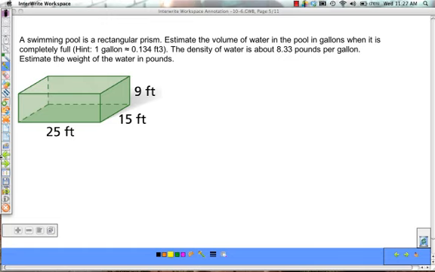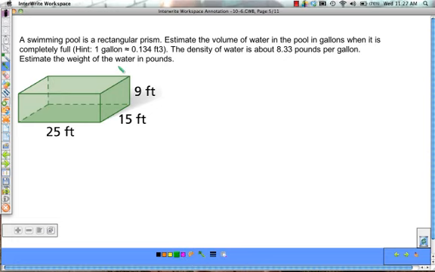Let's say we have a swimming pool that's a rectangular prism. We want to estimate the volume of water in the pool in gallons when it is completely full. But then we also want to use the density of the water to estimate the weight of the water in pounds. So here we are trying to find, number 1, the volume of the water in gallons, and we want to estimate the weight of the water in pounds. So we have two parts to this question.